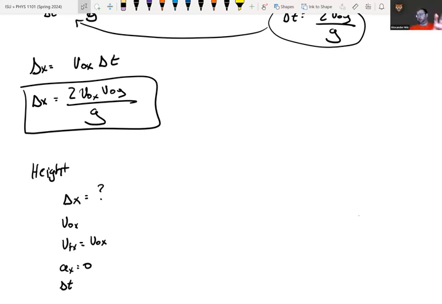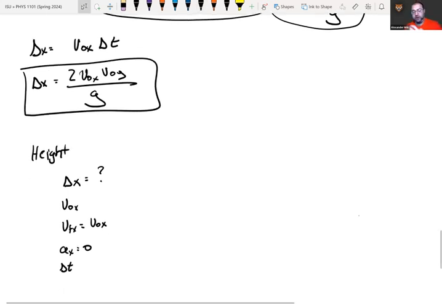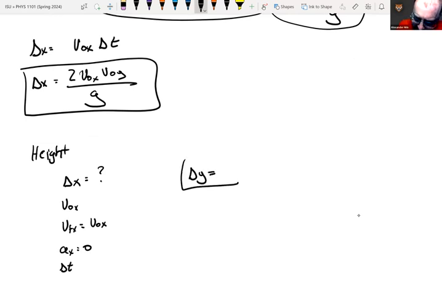Now, you can make a symmetry argument, and it turns out that this is valid, that the time it takes to get to the top is just half the total time. Turns out that's right. And then your range is just half the total range. That's an argument you can make, but I want to go through this in a little more detail. Now, in this case, it's delta y that we're looking for. This would be the maximum height, by the way.